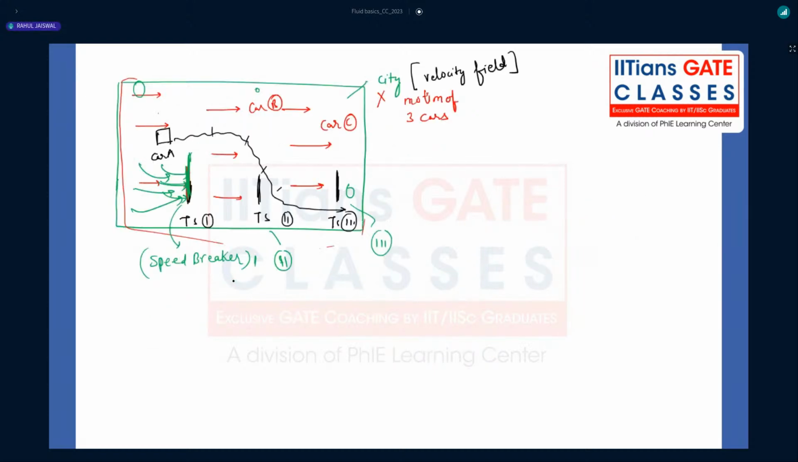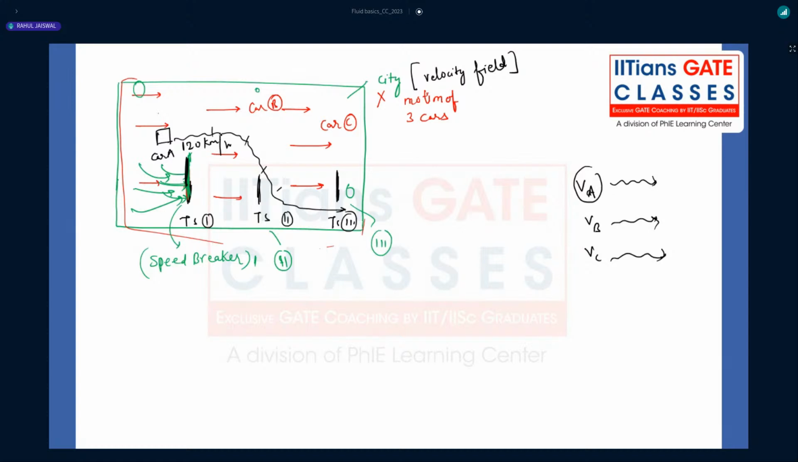Or in a better sense, if I just give the example of a city and we have cars in the city, the individual car velocity is the Lagrangian description. Whatever the individual car A's velocity is, velocity B, velocity C. That means VA is nothing but the velocity of car A, the velocity of car B, the velocity of car C. Individual car traveling history will be given by what? Lagrangian description.